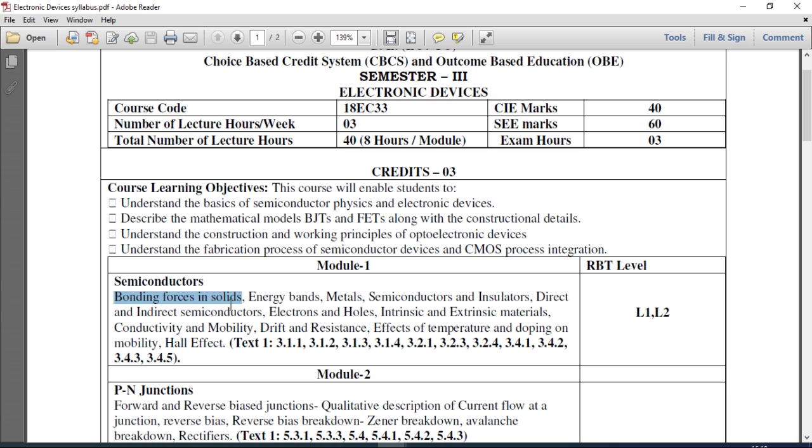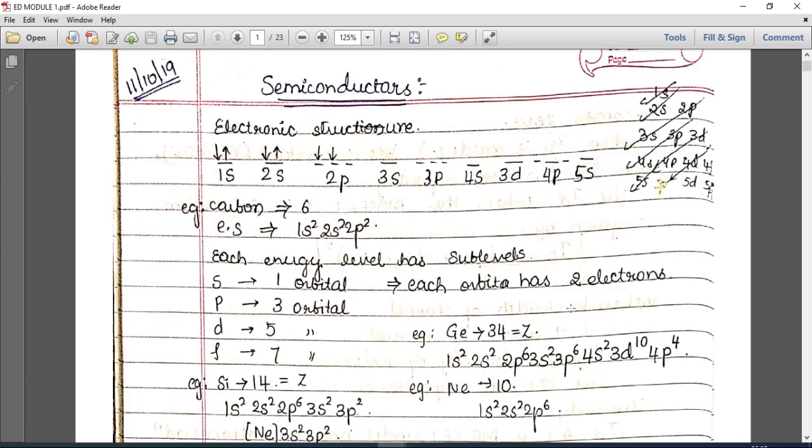I hope you guys know what is solid, liquid and gaseous state. Here we are only focusing on the solid materials. First we will move on to the topic and discuss the need for the bonding forces in solids. So here I will open the topic now. The name of the topic is semiconductors.